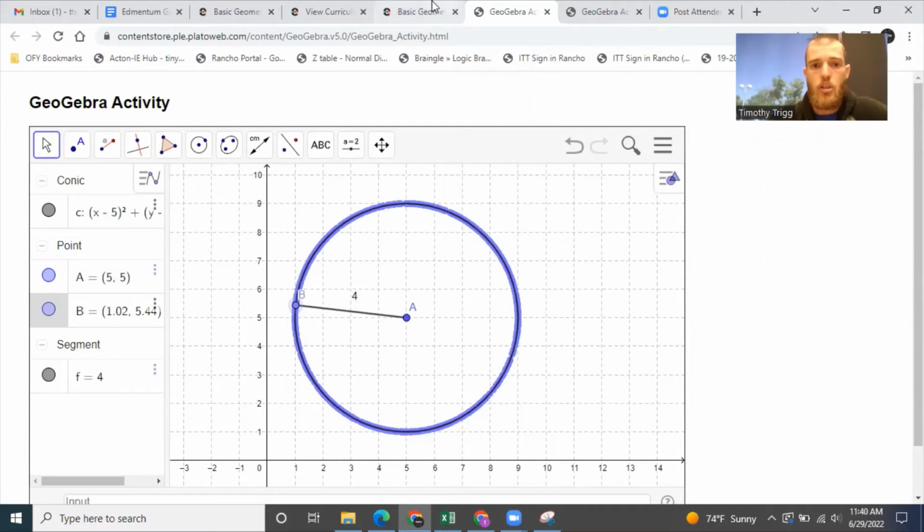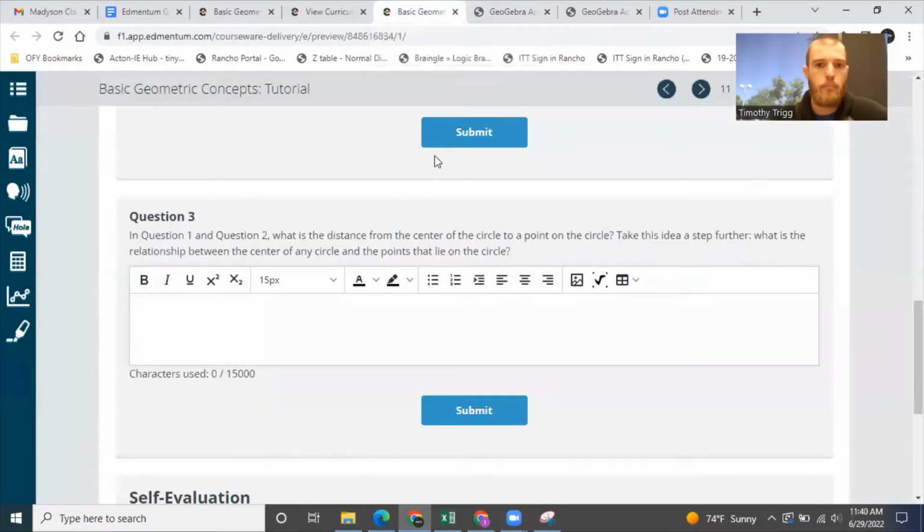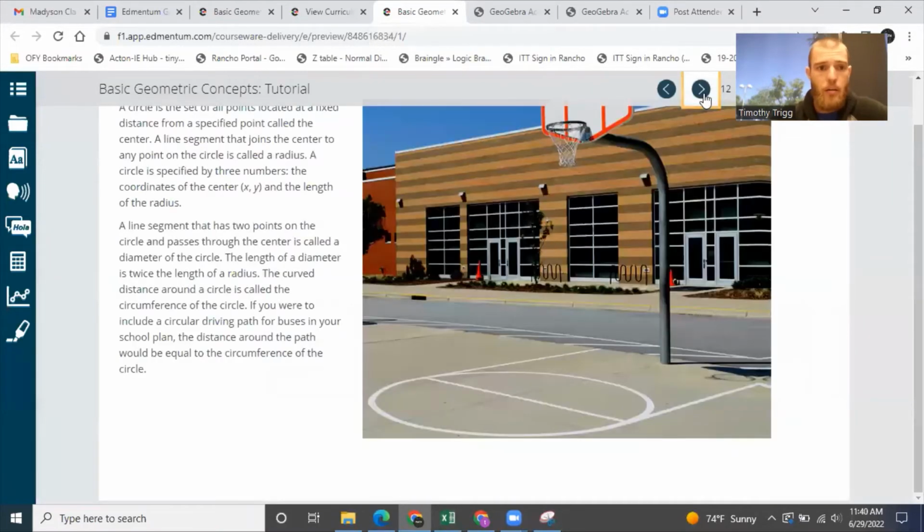So you just need to explain that the distance from A to B is the same as the distance from the center point A to any point along the circle. Once you've explained that, we're going to move along.